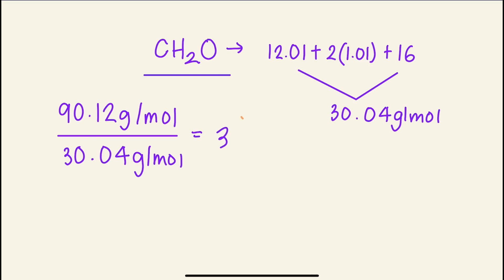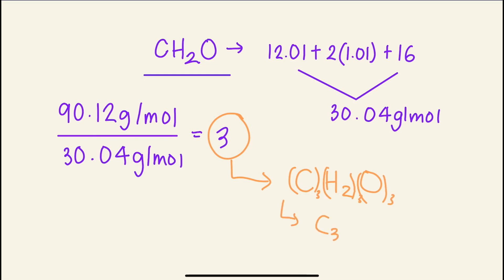So now 3 is going to be my special number that helps me get my molecular formula. All I'm going to do is take my empirical formula, and I'm going to multiply all of the subscripts by 3. If I do that, I get C3H6O3. And this is my new molecular formula based on these scenarios.